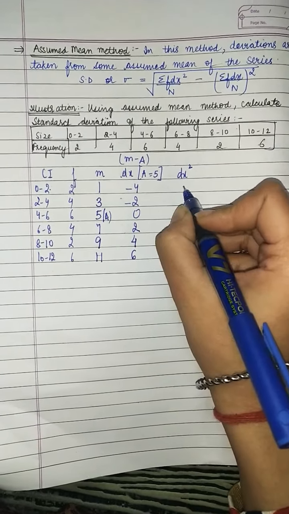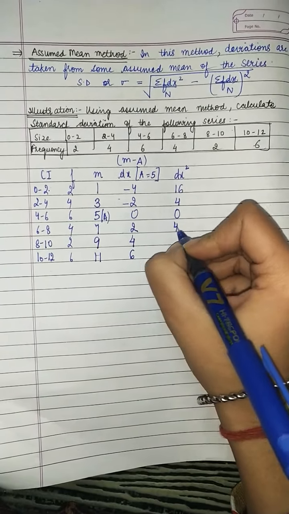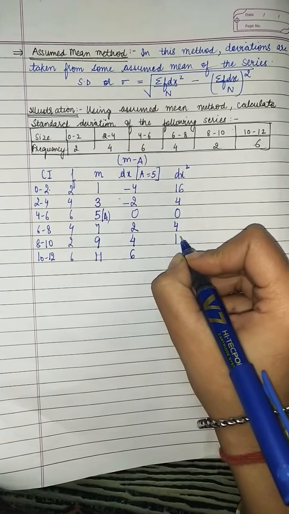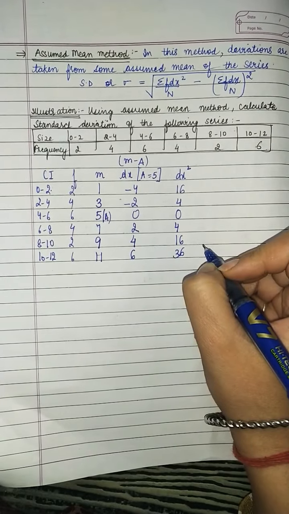Calculate dx square. Minus 4 squared is 16. 2 squared is 4. 0 squared is 0. 2 squared is 4. 4 squared is 16. And 6 squared is 36.